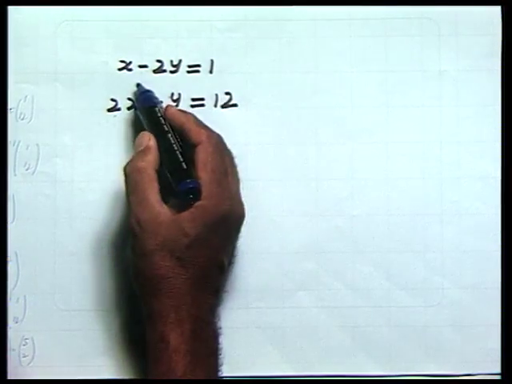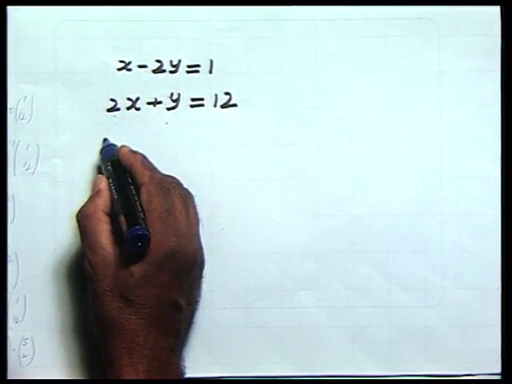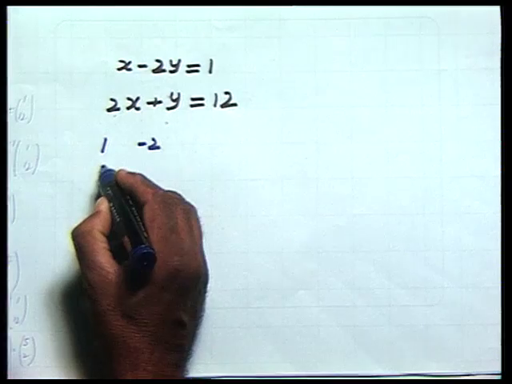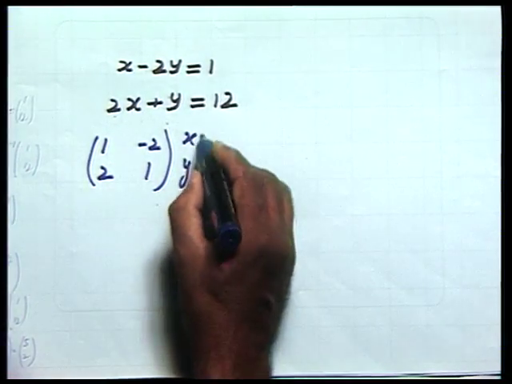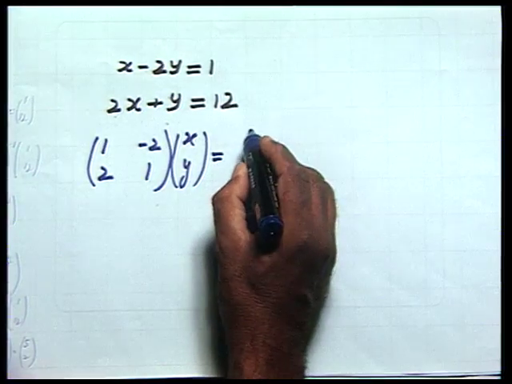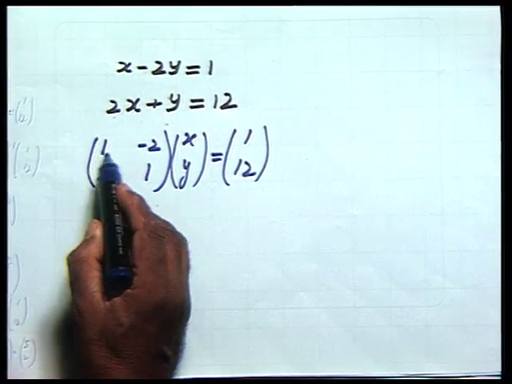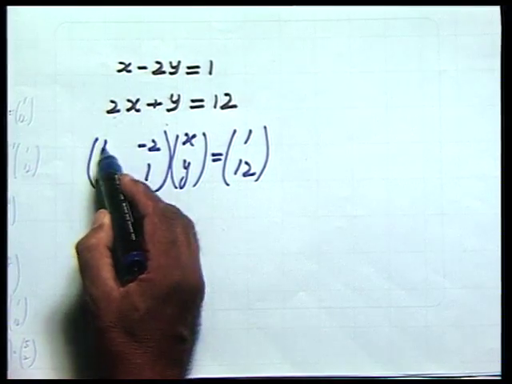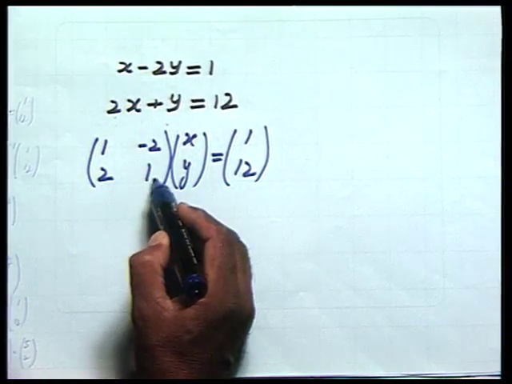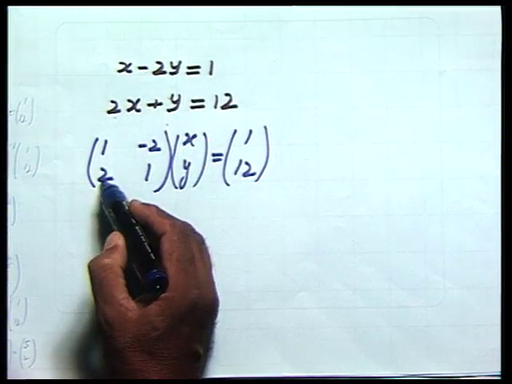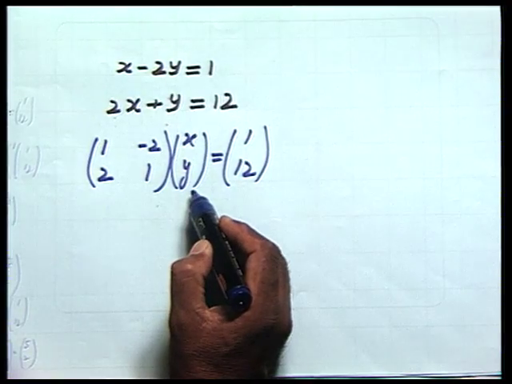If we want to solve these and I write these equations in the matrix form, what I will write is [1, -2; 2, 1] times [x; y] equal to [1; 12]. See, this is how it is written. When we multiply this, x minus 2y, and when you write the other equation, this will give you 2x plus y. This is how they are written in the matrix form.